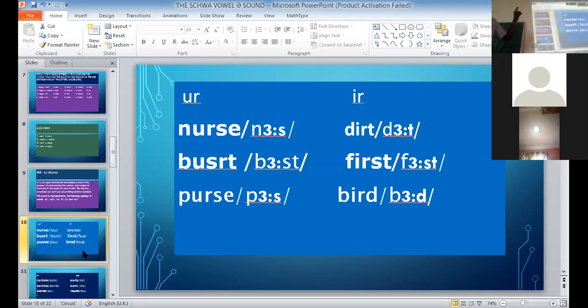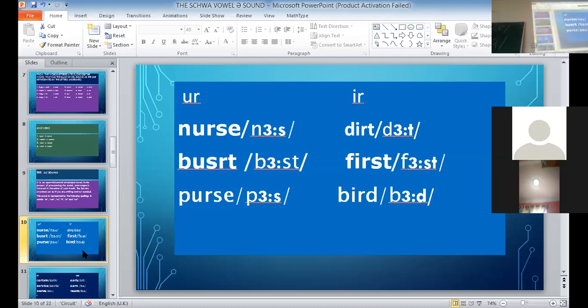B-U-R-S-T. Burst. Next. You see, when I was in secondary school, even throughout my secondary school, I pronounced it as nurse. But one day, one man was putting on a gown that looks like the gown of the nurse. And then the man asked, why are you putting on a nurse clothes? What's wrong with nurse? And then asked the man, now spell the word for me. N-U-R-S-E. So I went back to my dictionary, I checked, and it was correct.